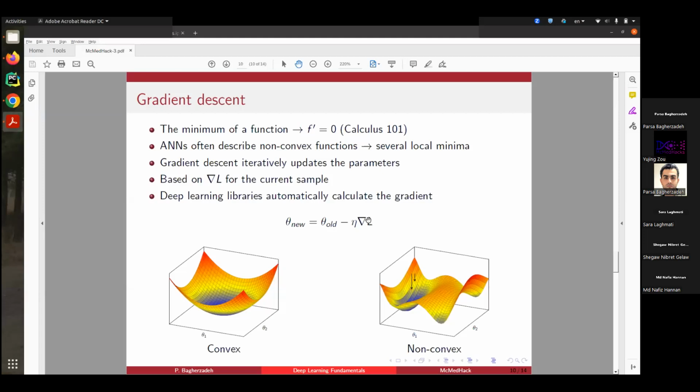Now we know what gradient descent is and how it is used to update the parameters. Note that gradient descent can also be applied to convex functions. Why? Because we can. It's a more general framework. It can start from here and end up at this minimum. We are not very worried about calculating this gradient, because most modern deep learning libraries automatically calculate the gradient for us, and we don't need to do it manually.